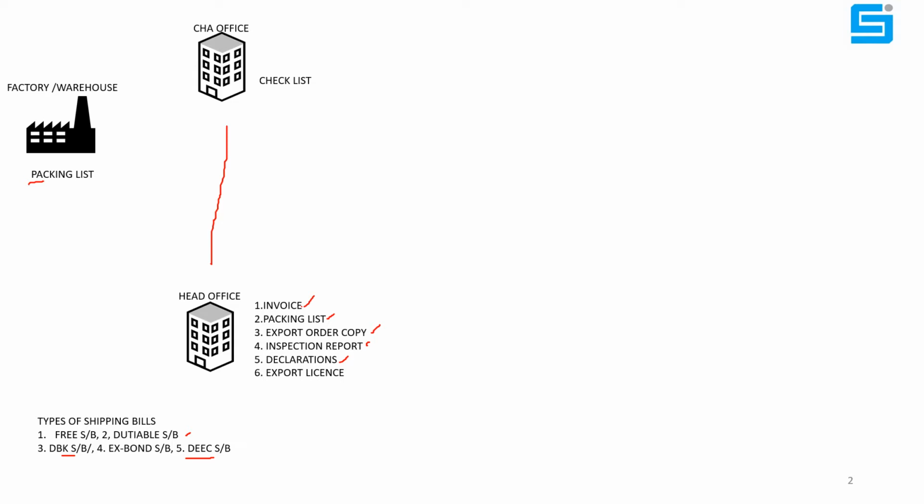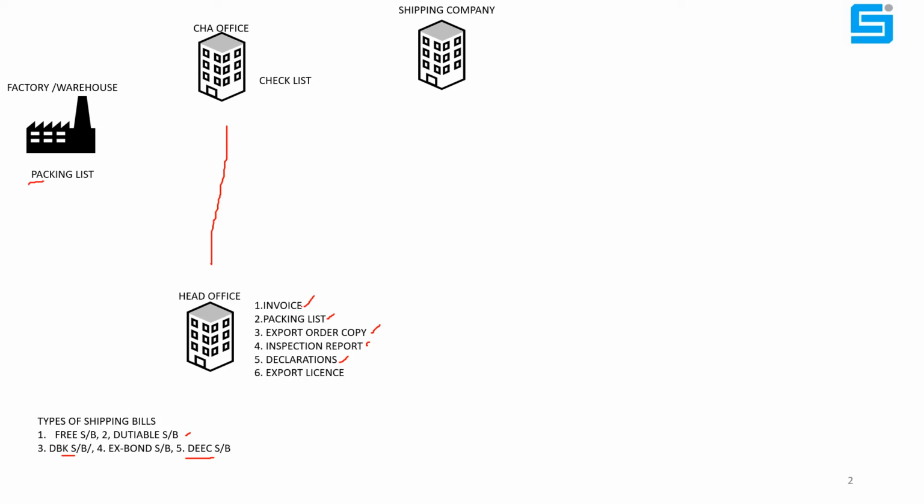Now you have to instruct the CHA which type of shipping bill to file, because the CHA will not know which raw material you have used and how much incentive you are going to claim. You have to advise the CHA which type of shipping bill is to be filed. Accordingly, he will prepare the checklist and send it for your checking. Once the shipping bill is filed and is okay, this process will go on.